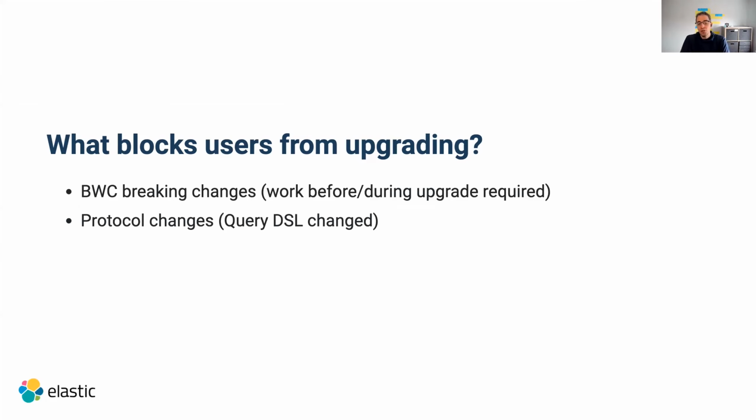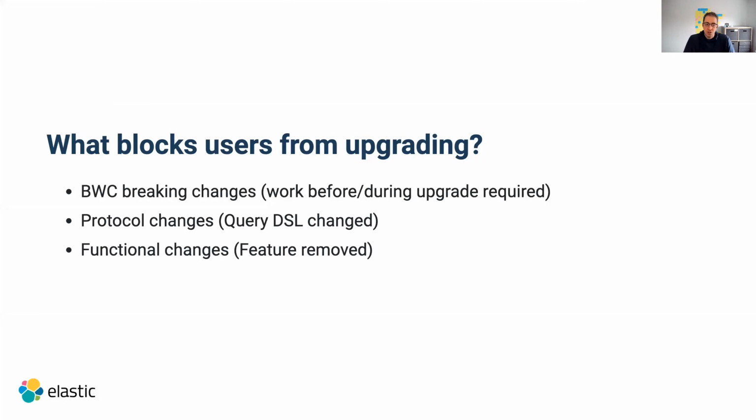This could be a protocol change. So in terms of Elasticsearch, if we change the JSON DSL and we remove a parameter and suddenly a query that used to work on the old version doesn't work on the new version, this means the user is blocked from upgrading until this parameter has been removed on all client applications.